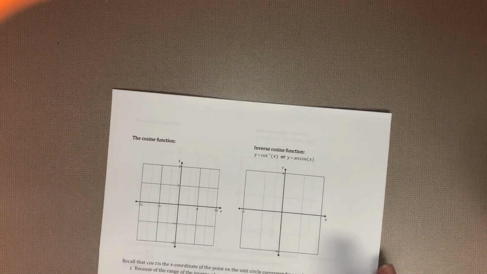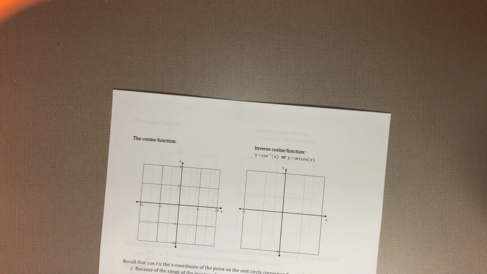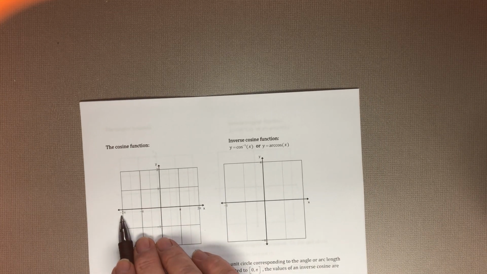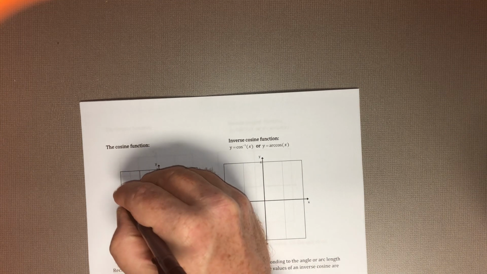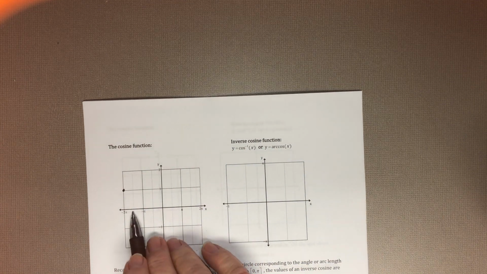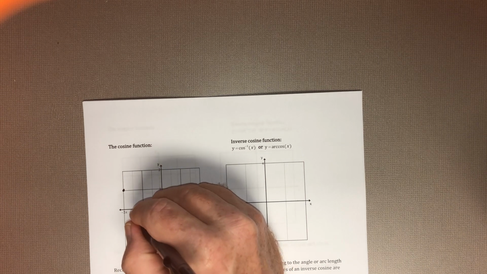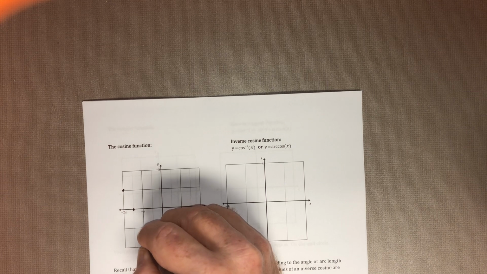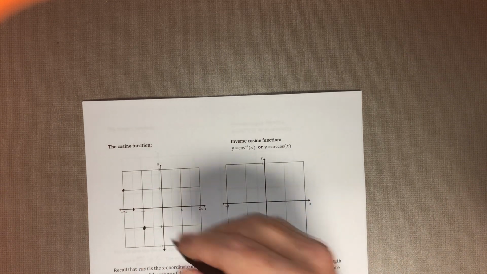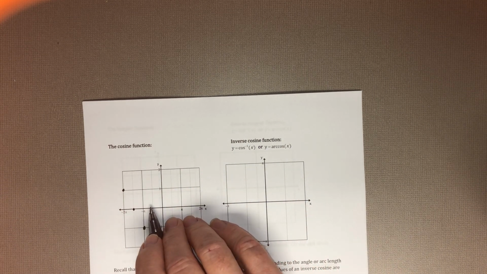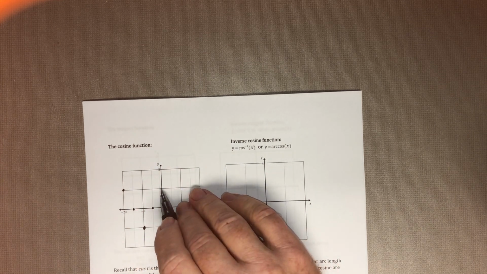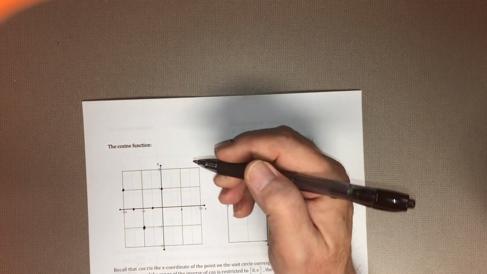We'll turn the page on our notes. Recall that, first of all, the cosine of negative 2 pi is 1, and the cosine of negative 1.5 pi is 0, and the cosine of negative pi is negative 1. The cosine of negative pi over 2 is 0, and the cosine of 0 is 1.